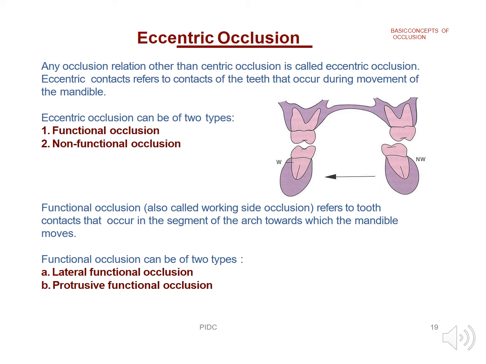Functional occlusion can be of two types. The first one is lateral functional occlusion, which is from side to side. And then the second one is protrusive functional occlusion, which is when the mandible moves forward.